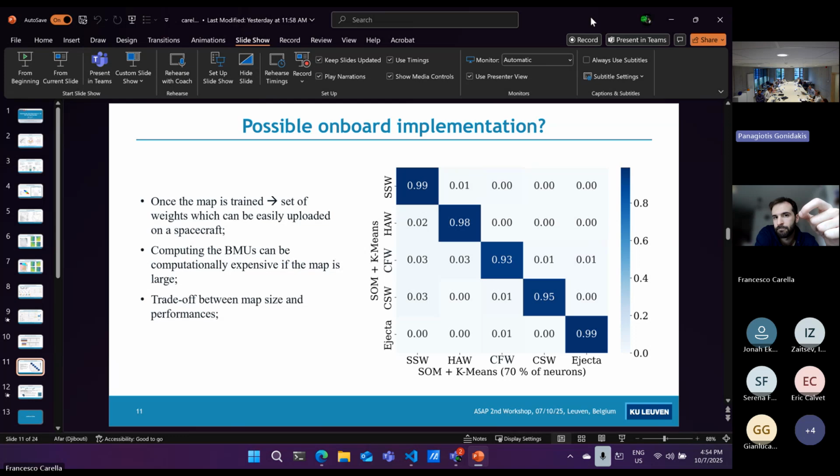Yes, I agree. So if you want to implement it on board, you can just upload the weights plus the labels, and it's done. But the problem is that if you have a too large map, that can be computationally expensive, and then of course you have to optimize on the map side. Yes. That could be an open question for us for the coming months, from Pedro and for Gianluca, because we saw that in the analysis of the state of the art, there was a work on SOMs. So there is an opening there.